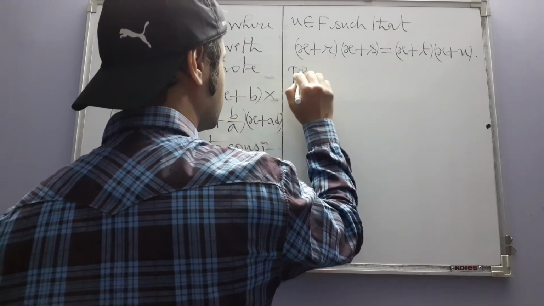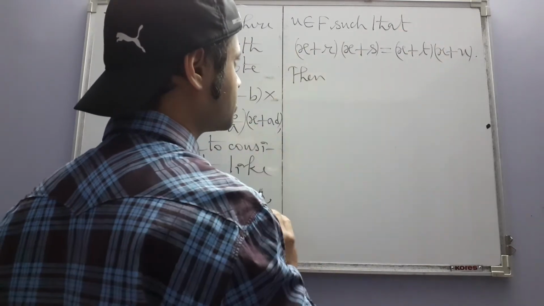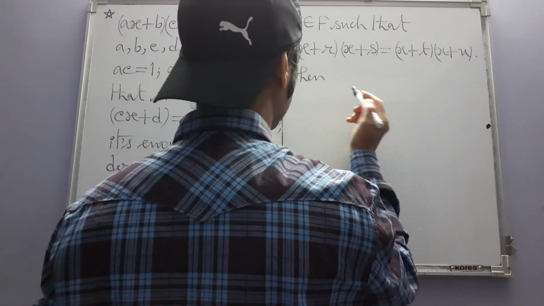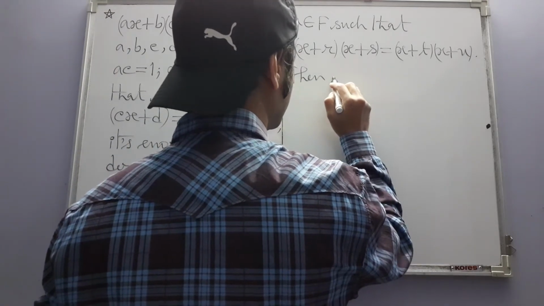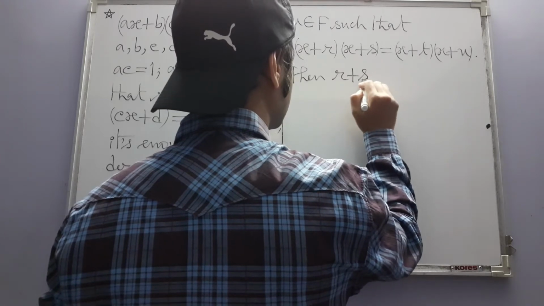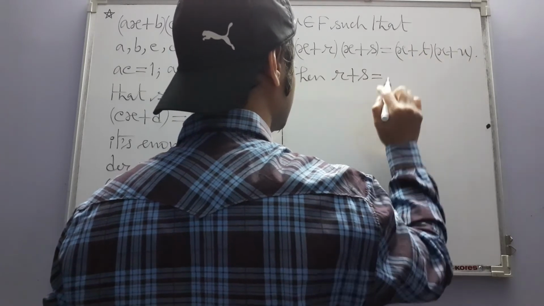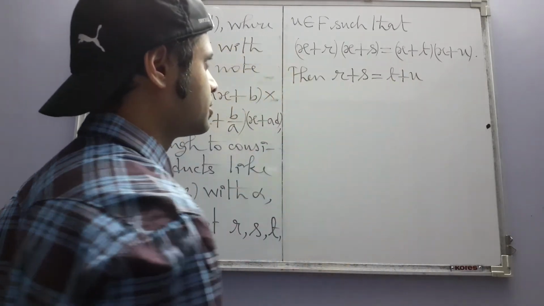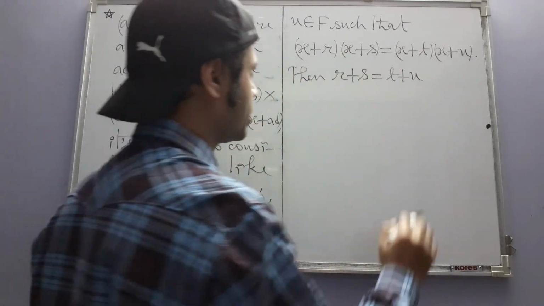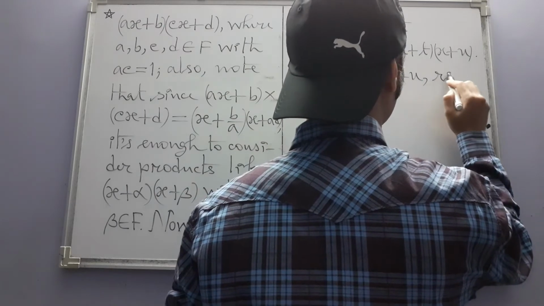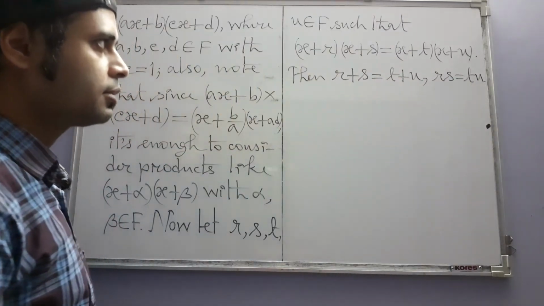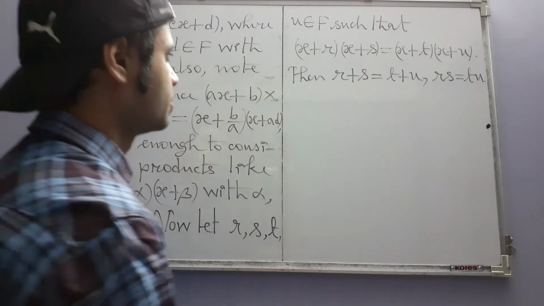Then you multiply the terms out and then compare the like coefficients. Doing that, you will just get this. Then R plus S is going to be equal to T plus U. They are the coefficients of x, and RS is going to be equal to TU. They are the constant terms.